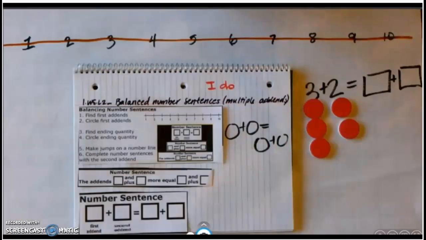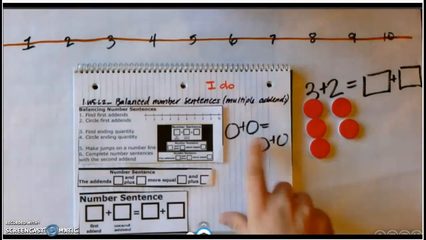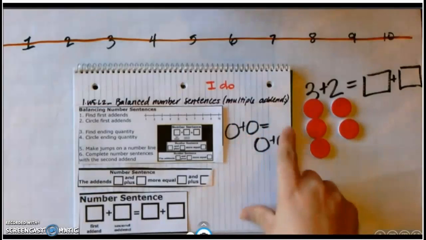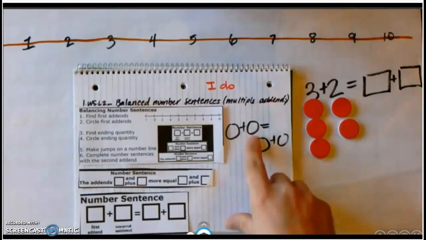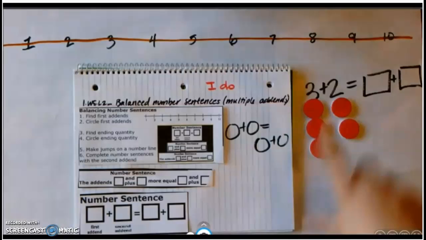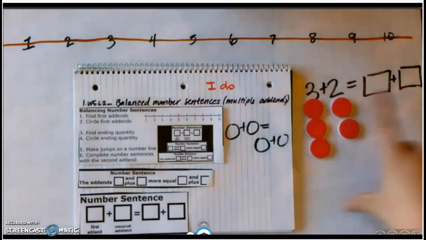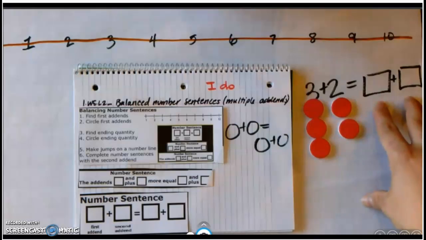Alright class, so we're balancing those number sentences. Remember, we're going to be using multiple add-ins. And that again means that we have 2 numbers added equals another 2 numbers added, or more than 2 numbers being used. These add-ins are the ones we put together. So let's do one together. I'm going to do 3 plus 2, and actually I want you to just pause and watch. So 3 plus 2 equals another 2 add-ins. So we're just going to be moving those around.